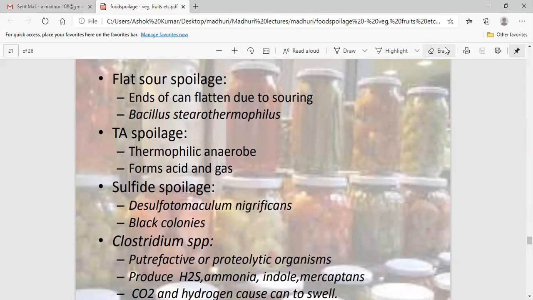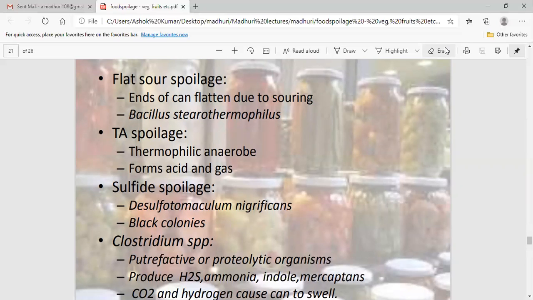Next is TA spoilage. This is thermophilic anaerobe spoilage. It forms acid and gas in the can. And next is sulfide spoilage. It is caused by Desulfotomaculum nigrificans, which forms black colonies when grown in the lab.